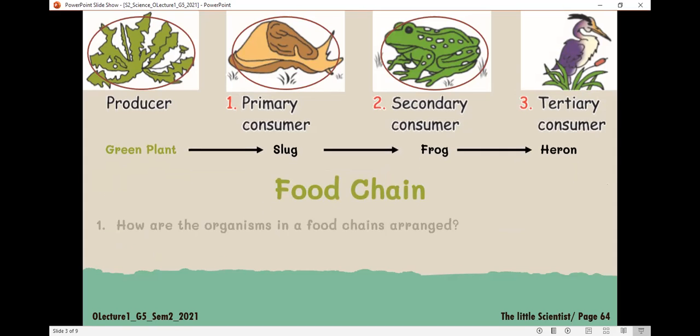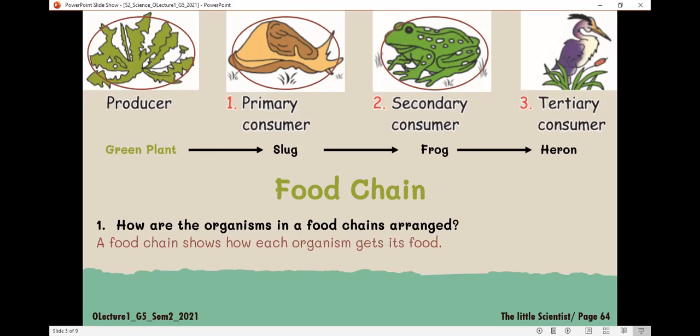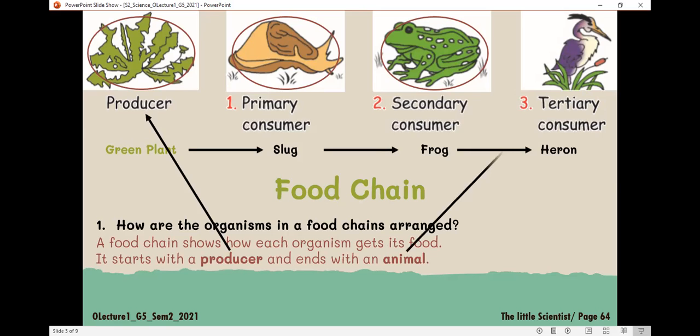What do we call it? The food chain. The food chain shows how energy moves in nature. So here the energy moves from the producer to the slug, to the frog, then to the heron. A food chain always starts with a producer, and in this case it's the green plant. And it always ends with an animal, and in this case, it ends with the heron.